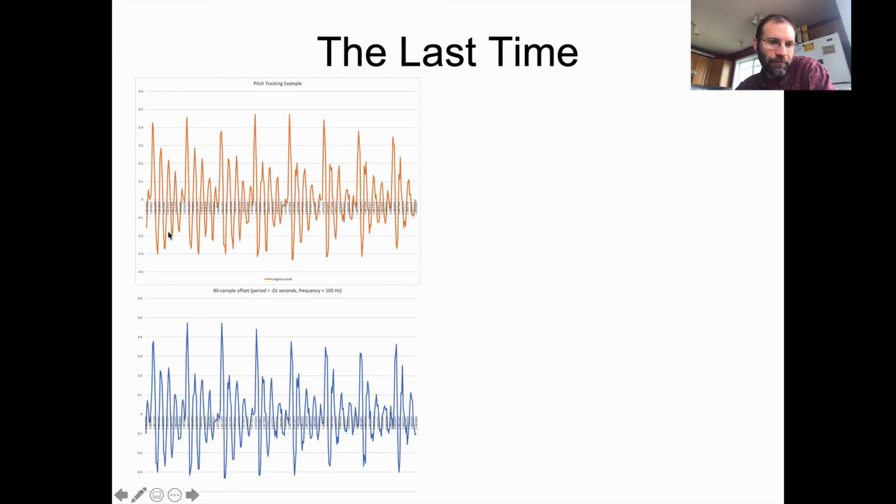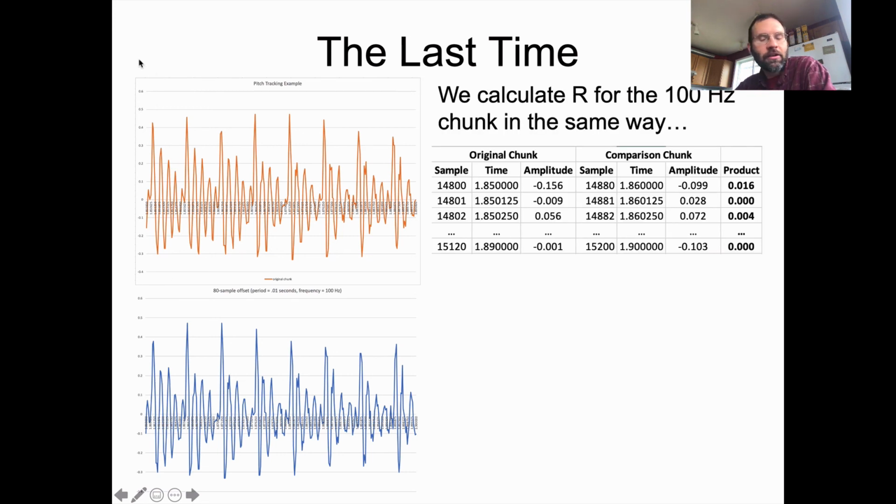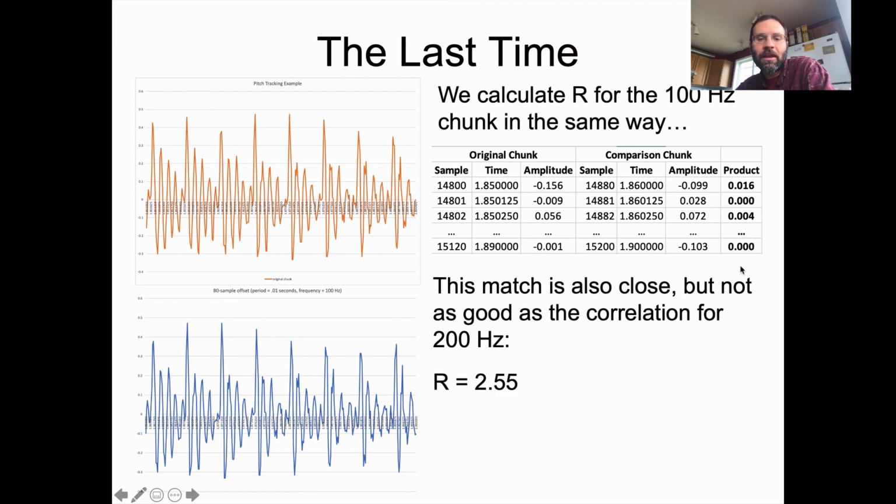We can also kind of eyeball it. These big peaks look like they're fairly close again. Maybe a little bit offset, maybe a little bit of difference in the sort of complexity that follows the big glottal pulses too. Either way, the computer doesn't care about looking at it. It looks at it by doing the math. So it's multiplying that amplitude by that amplitude to get this product, that amplitude by this amplitude to get this product, adding all these products together. And what you wind up getting is an R of 2.55. So it's also positive, looks relatively good, but it's not as good as the correlation we got for 200 hertz.